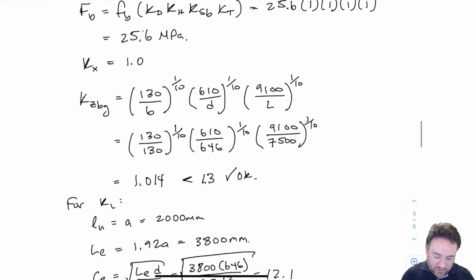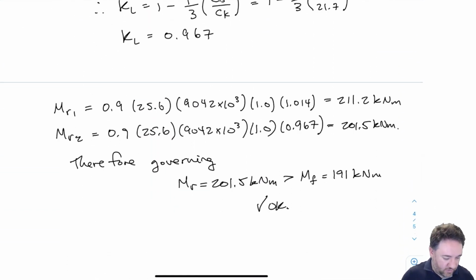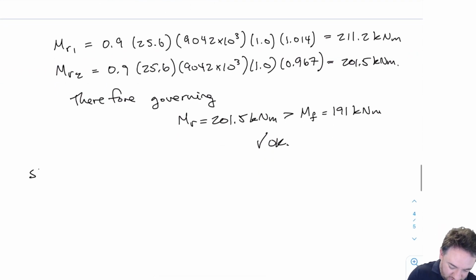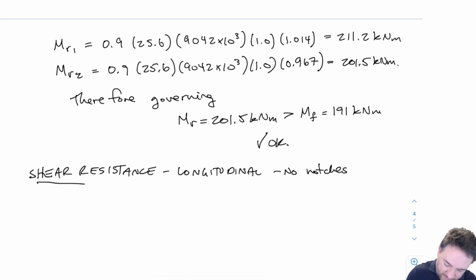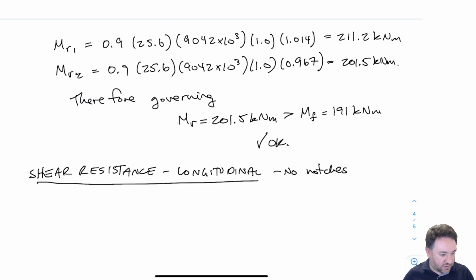So now what we're going to do is continue and look at what is the shear resistance of this beam. And we are talking about the longitudinal shear resistance because we don't have any notches. Of course, if we had notches, we would still check the longitudinal shear resistance, but we would also have to check the fracture shear resistance of the section at the notch. Okay, so how are we going to calculate our shear resistance? We have a number of options, which we talked about in the shear resistance videos.